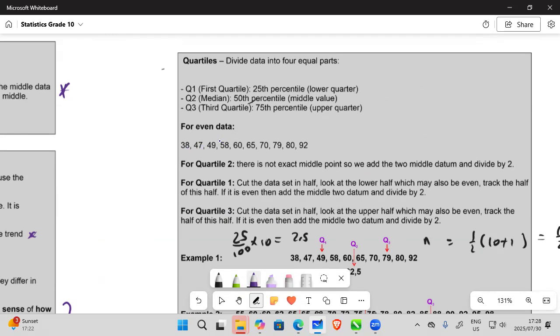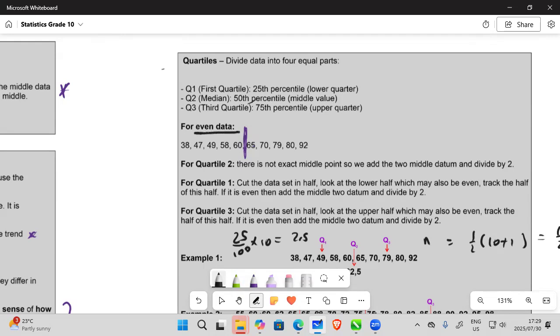We find the middle. So let's find the middle here. See, 1, 2, 3, 4, 5, 6, 7, 8, 9, 10. There's no actual middle. Think about it. The middle is here because there's 1, 2, 3, 4, 5 and 1, 2, 3, 4, 5. And so what we're going to do now is find the average between these two values.